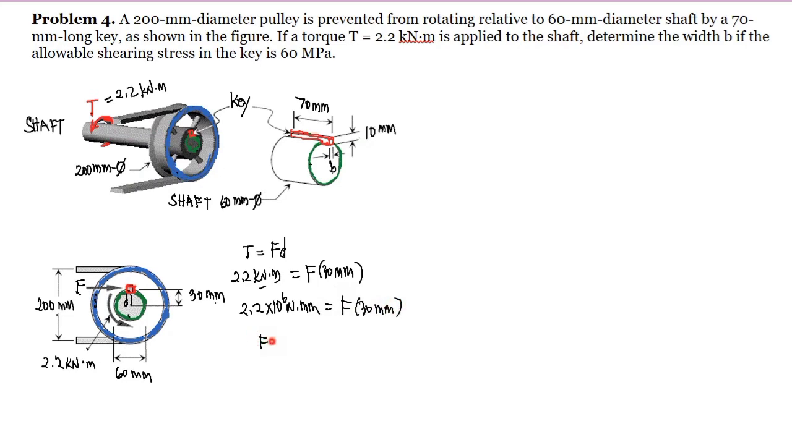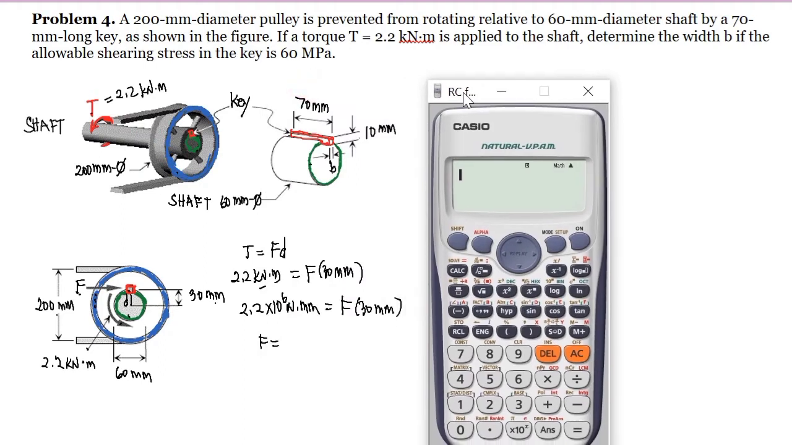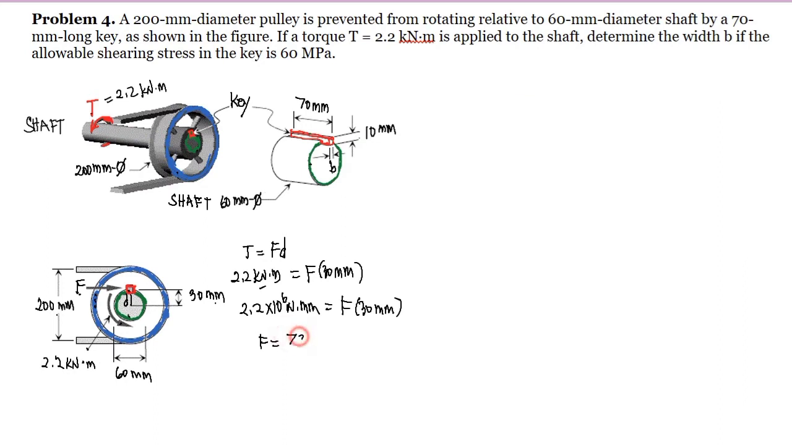So, solving for the value of F, we have 2.2 exponent of 6 is equal to the force, which we denote as X, multiplied by 30. Shift, solve, equals, and we have here 73,333.33 Newton.